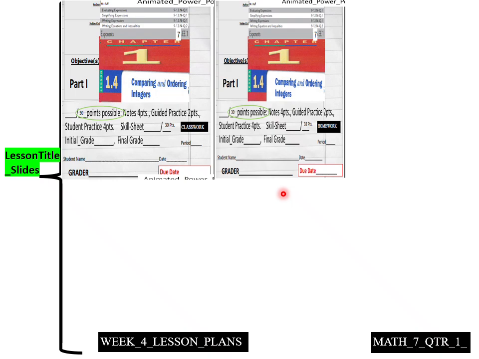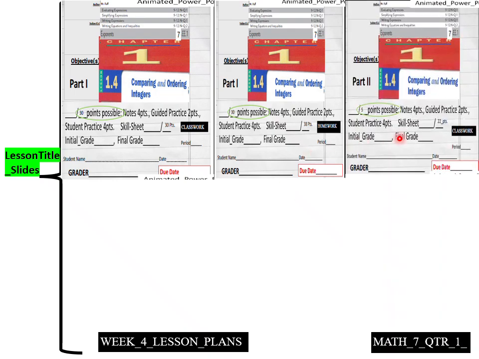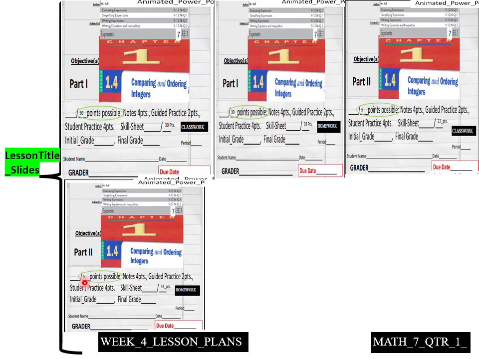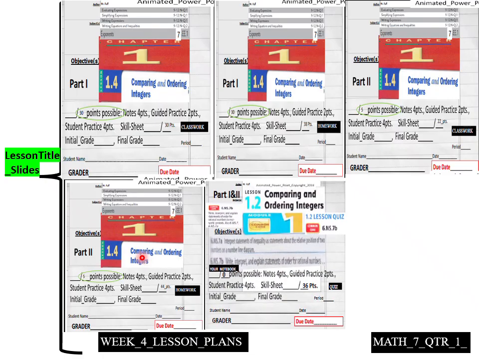Then we go to part 2 classwork, 22 points here for 1.4 classwork. 5 points of note-taking here for part 2. And then we go to 1.4 part 2 homework, which is 44 points of homework. And then we move over to our first quiz of the week, which is 1.2, comparing and ordering. And this shows 6.NS.7b, 36 points on the quiz.